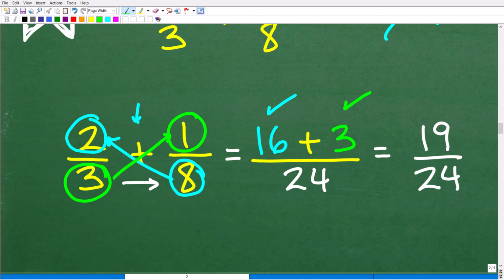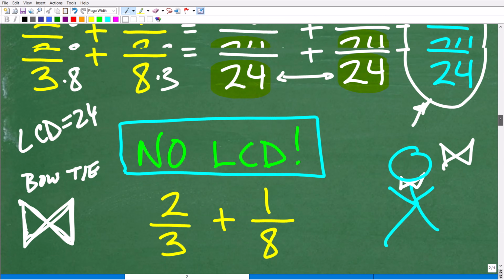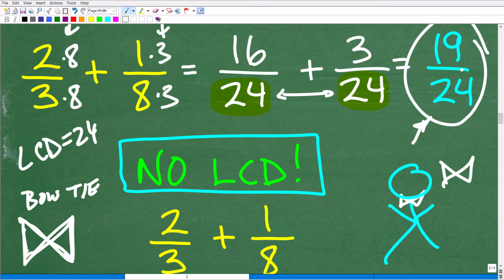That is our numerator. And then our last step is we're simply going to multiply across with the denominators. 3 times 8 is 24. And then let's just clean this up. 16 plus 3 is 19 over 24. That is the answer. Doesn't that look pretty familiar to this answer right here? 19 over 24. It is the exact same answer.